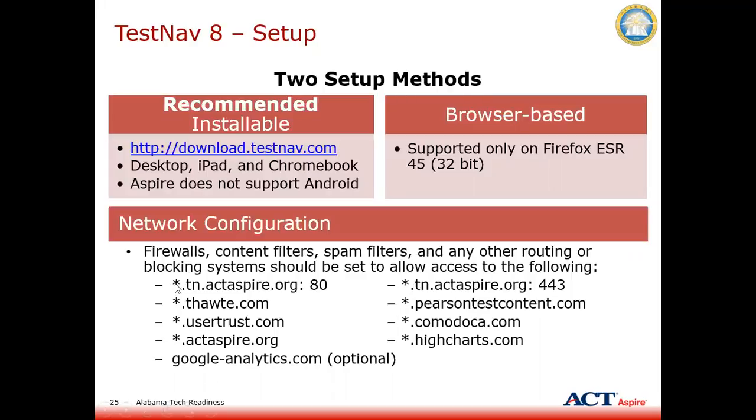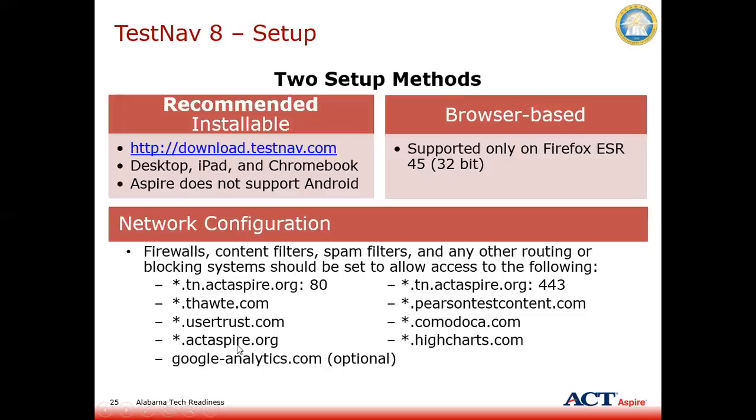So the wildcard, the asterisk, and then .tn.actsaspire.org. TN is for TestNav, and then port 80, and tn.actsaspire.org, port 443. Body.com, PearsonTestContent.com, UserTrust.com, and Commodica.com. Those are all for TestNav, so you want to make sure those are whitelisted.